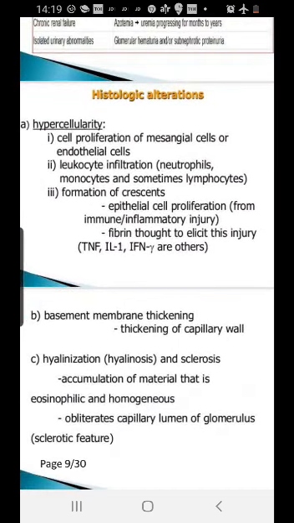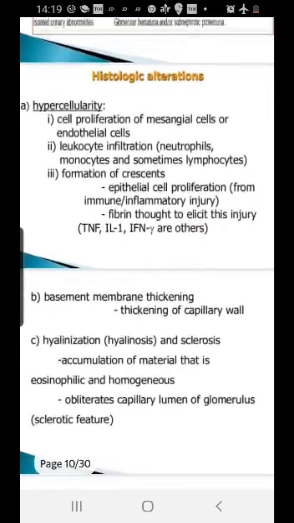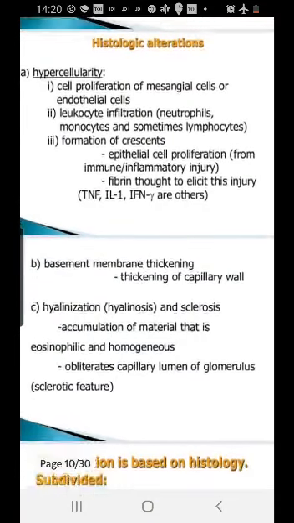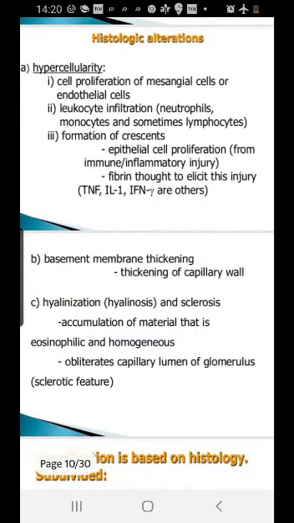So in these conditions, in nephritic or in the glomerular diseases, what do you see on the microscopy? You see there's a cell proliferation of mesangial cells. Mesangial cells and the endothelial cells show the proliferation. Now then there will be infiltration by the leukocytes, which comprises neutrophils if it is acute, and lymphocytes and monocytes if it is a chronic one.